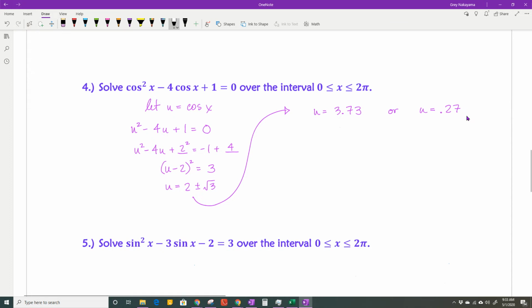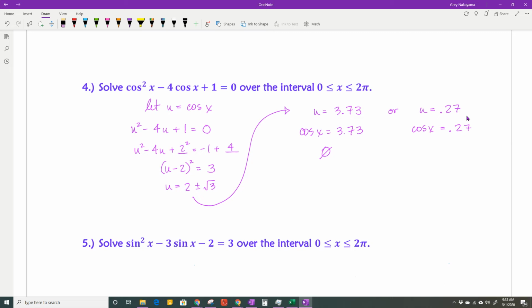Okay. Now, what does u equal? U is the cosine of x. So where's the cosine equal to 3.73? And you're going to say never, because you remember the cosine is always between -1 and 1. So if you ever get anything outside of that, bigger than 1 or less than -1, then you don't have to worry about it. Okay. Now, on the other hand, cosine of x equal to 0.27. That, of course, is between 1 and -1.